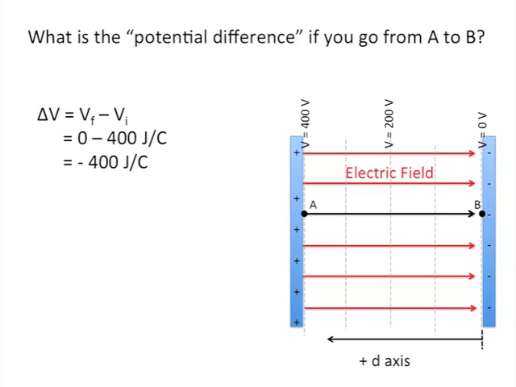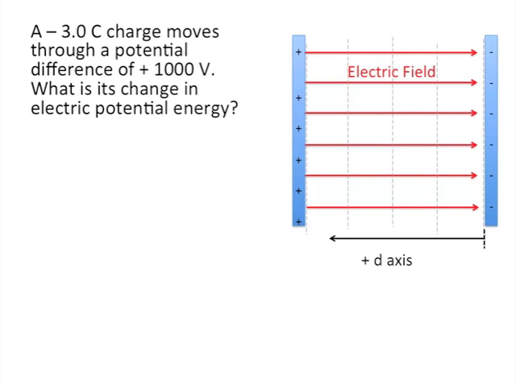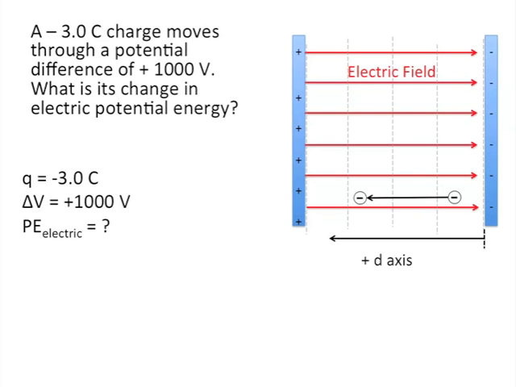One more example: a -3 coulomb charge moves through a potential difference of 1000 volts. What is its change in electric potential energy? You might want to pause the video and try this one on your own and then continue when you're ready. Listing variables, I have my charge, my potential difference, and I'm looking for electric potential energy.